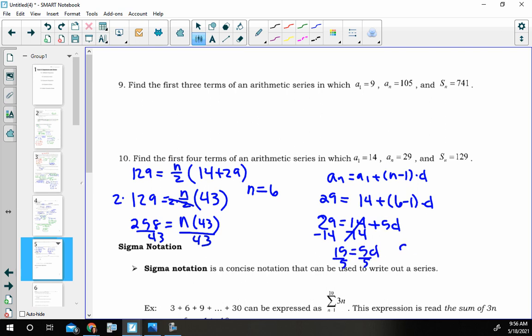Divide by 5. So the distance I travel is 3. So my first term is 14. I add 3. I add 3.